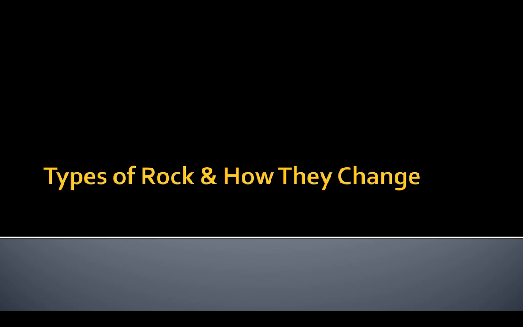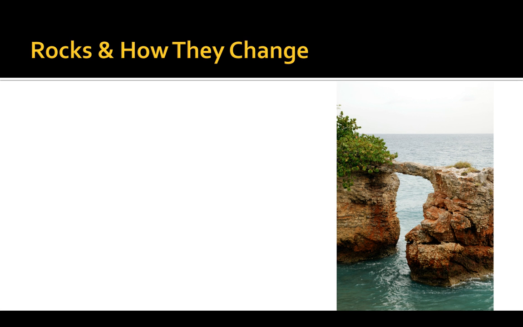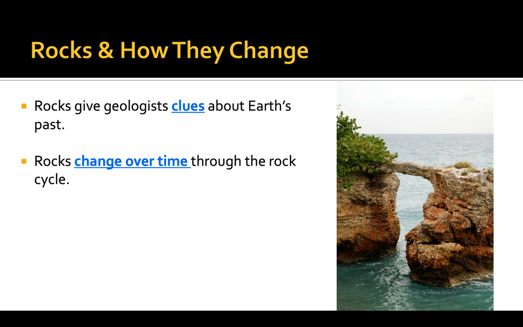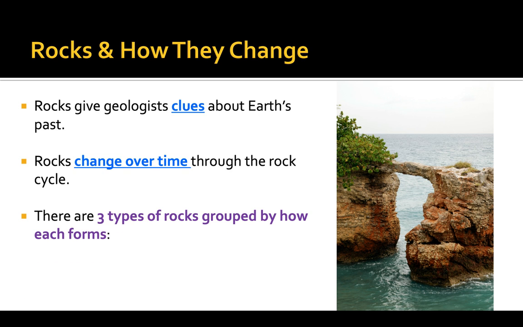All right, so we are going to be looking at the types of rocks and how they change. Rocks are able to give geologists clues about Earth's past, because although we think of rocks as always being here and being unchanging, in fact, rocks are born and die all the time, and they're constantly in a state of change, especially when they're here at Earth's surface. So the rocks change over time through the rock cycle.